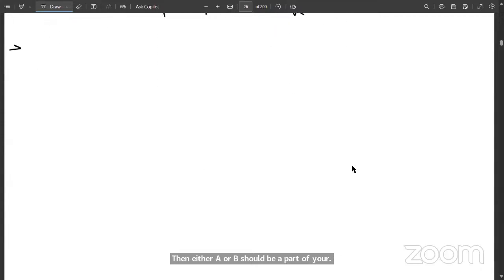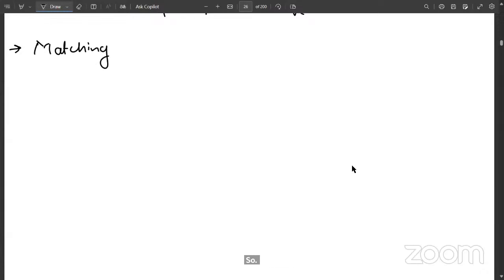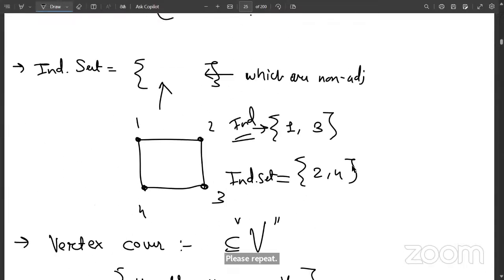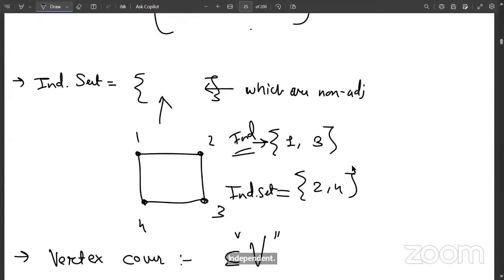Now the third point is matching. Ma'am, please repeat, what is matching? Independent set. Yeah, explain independent set. Can you take a question on independent set?